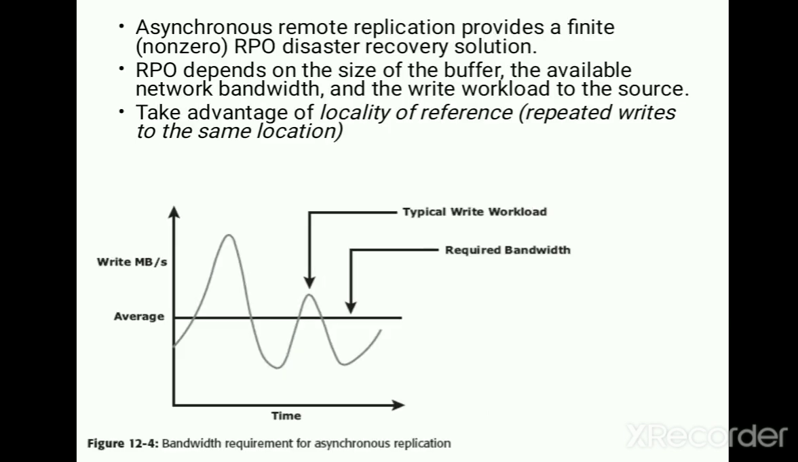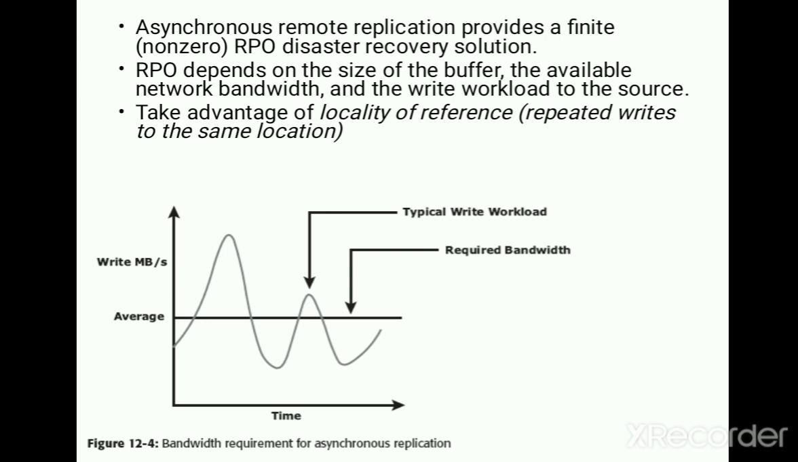Asynchronous remote replication provides a finite recovery point objective in a disaster recovery solution, and this recovery point depends upon the size of the buffer, the available bandwidth, and the write workload to the source. It also takes advantage of locality of reference. That means if there is a repeated write, it is going to be avoided. When similar writes are there, it avoids them.